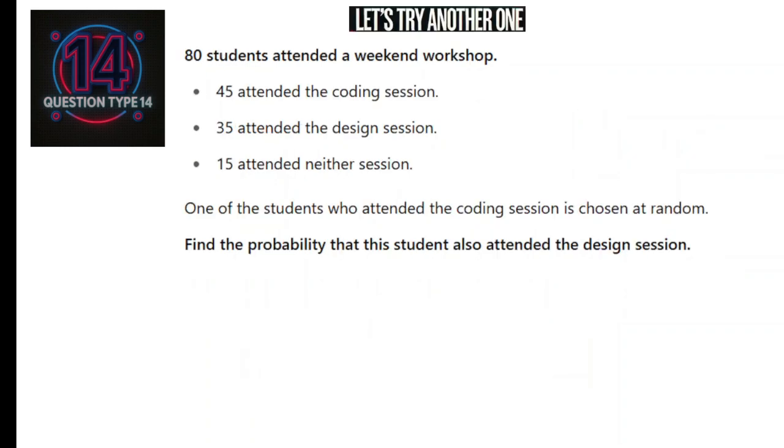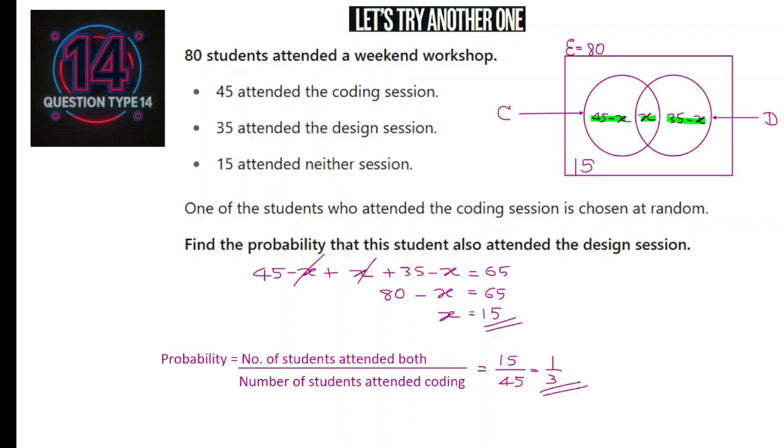So this question is very similar to the previous two questions. Let's try this question. Here is the correct answer for the last question. So the overlap is 15. Number of students who attended coding is 45. Now 15 out of 45 is 1/3.